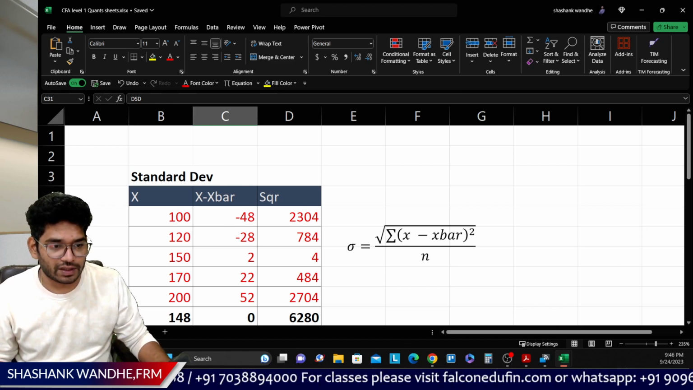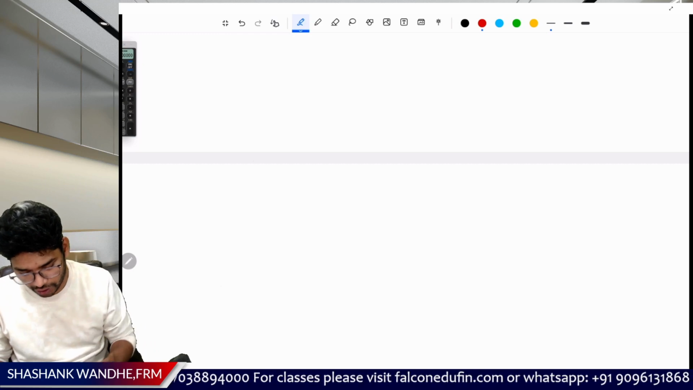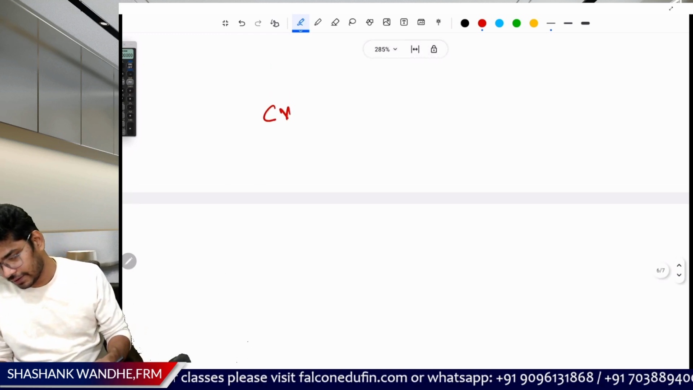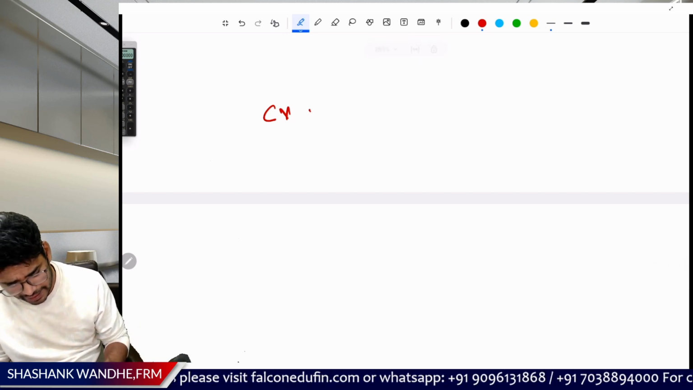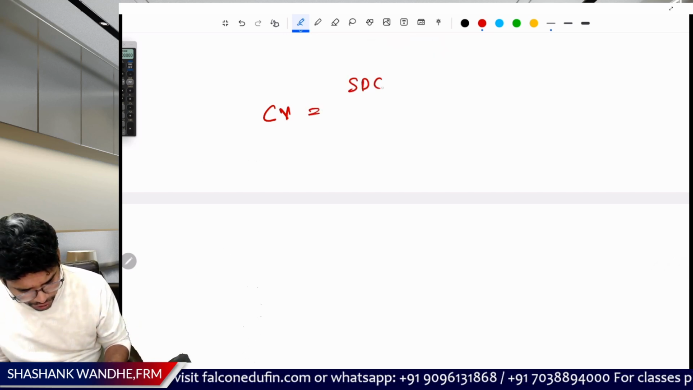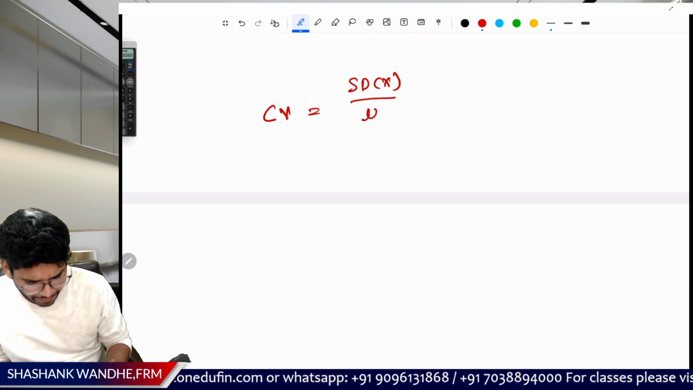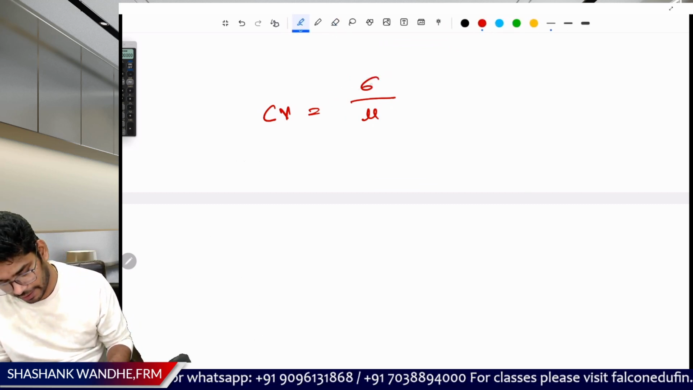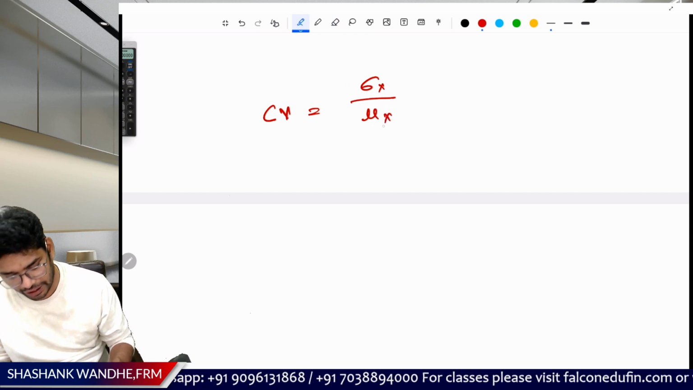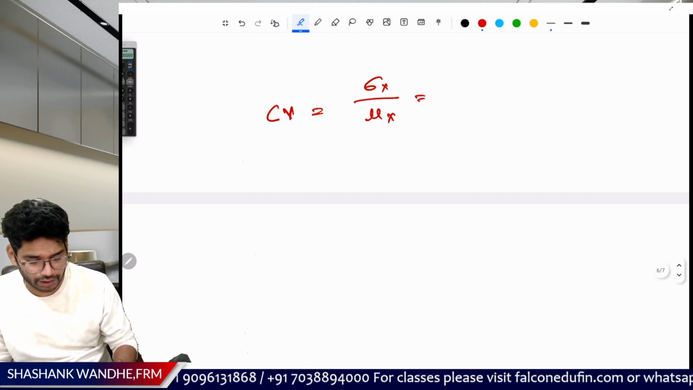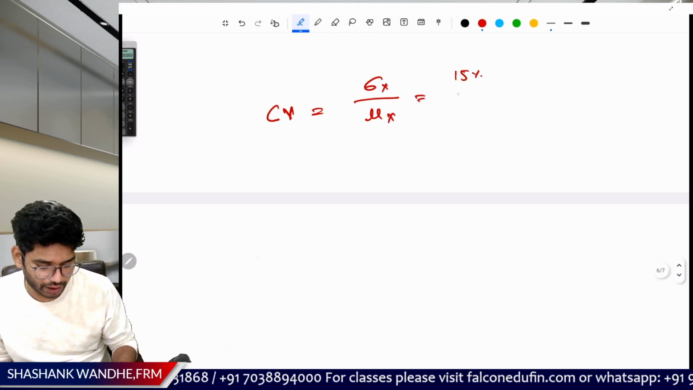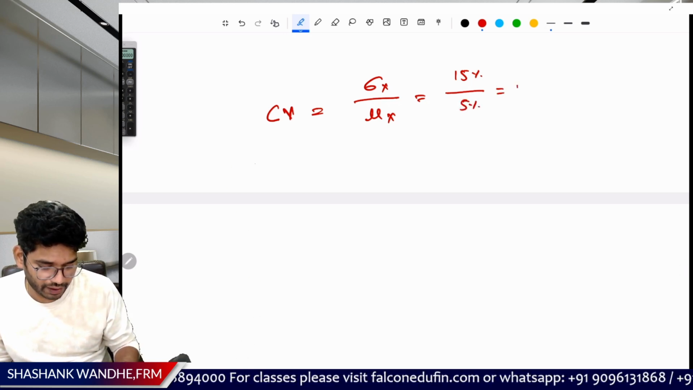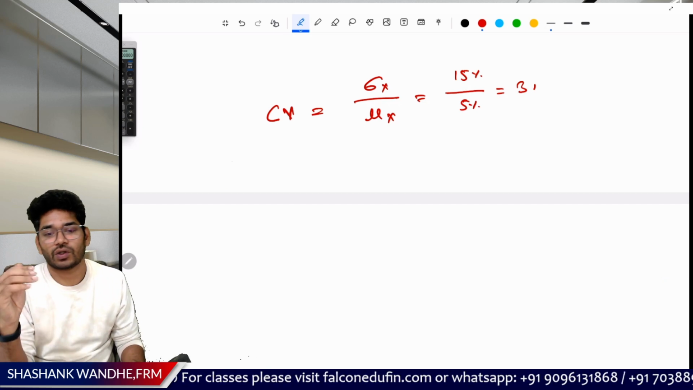Then we also have the concept of coefficient of variation, CV. That is a relative dispersion. So this is very simple. This is the standard deviation of x divided by mean, or simply sigma x divided by mean of x. Let's assume the standard deviation is 15 and mean is say 5. So your CV is 3. Simple.